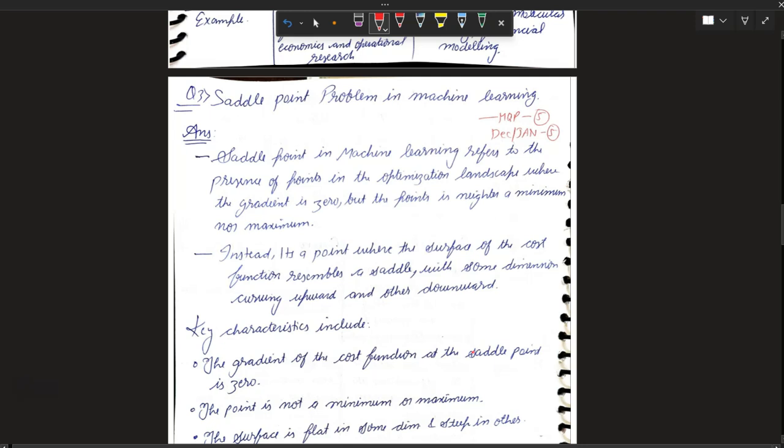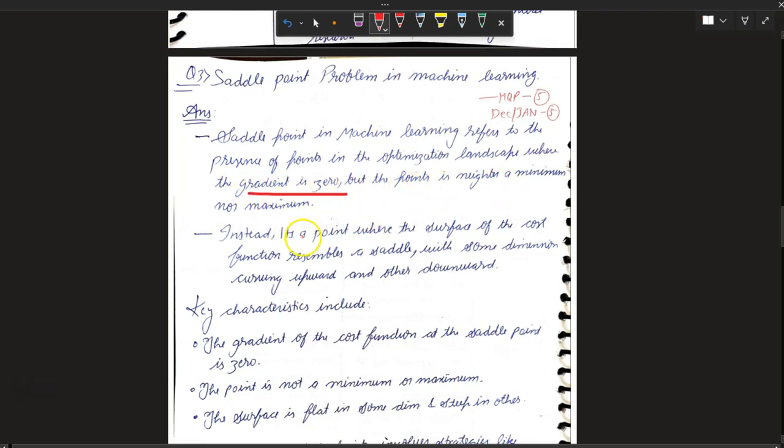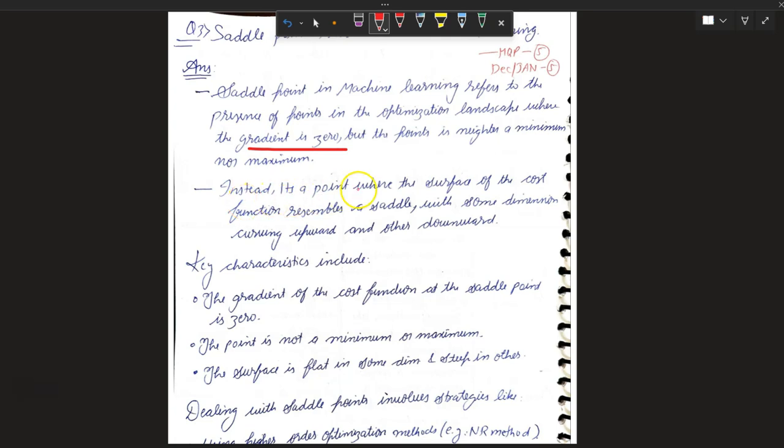What is a saddle point? As I told you earlier also, a saddle point is a point where no minimum or maximum exists. Saddle point in machine learning refers to the presence of a point in the optimization landscape where the gradient is zero, but the point is neither a minimum nor a maximum. Instead, it is a point where the surface of the cost function resembles a saddle, with some dimensions curving upward and others downward.